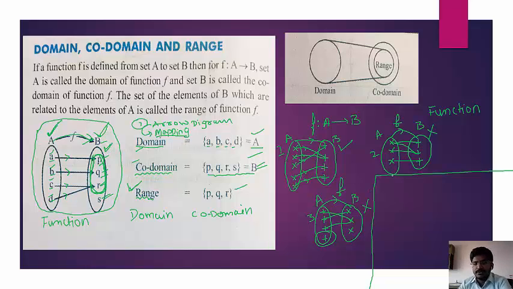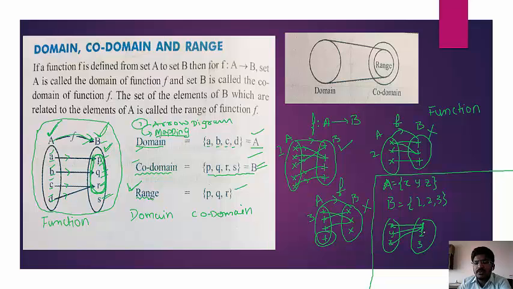Now let us take another example. I will take set A, which contains some elements, that is X, Y, Z. Set B contains 1, 2, 3. Now, I will have some relation. This is X, Y, Z and 1, 2, 3. Now I will do mapping. X maps to 1, Y maps to 1, Z maps to 1. See, all are mapping to a single element.